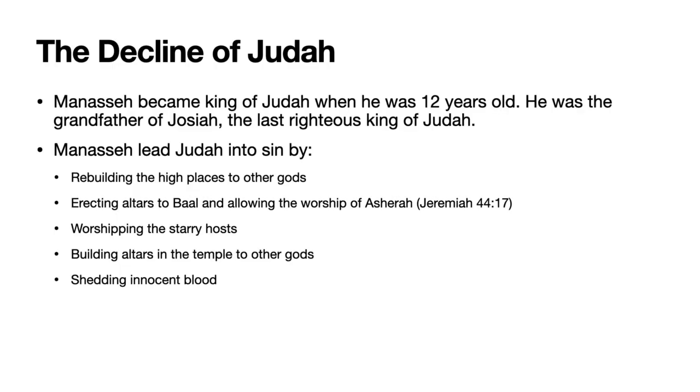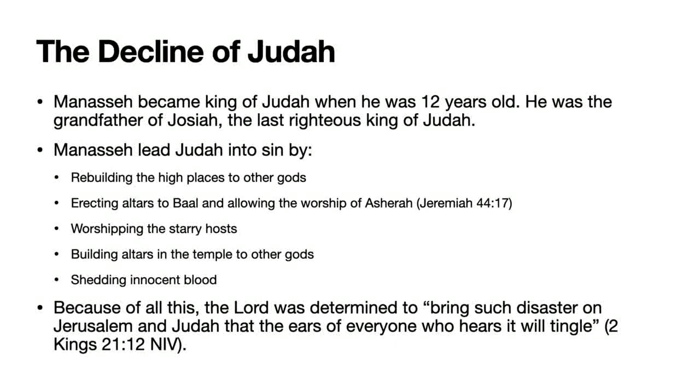Manasseh led Judah into sin by rebuilding the high places to other gods, erecting altars to Baal, allowing the worship of Asherah, worshiping the starry host, building altars in the temple to other gods, and shedding innocent blood. And because of all of this, the Lord was determined to bring such disaster on Jerusalem and Judah that the ears of everyone who hears it will tingle. This is a quote from 2 Kings chapter 21, verse 12.